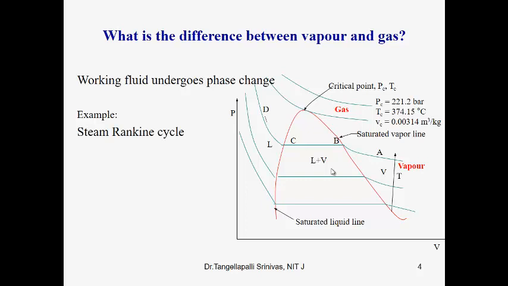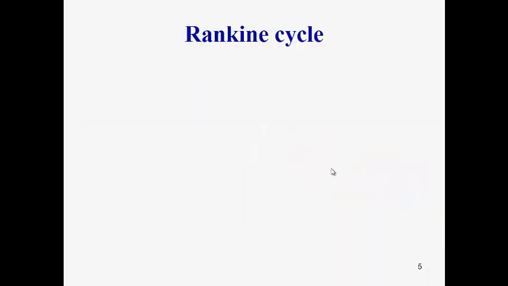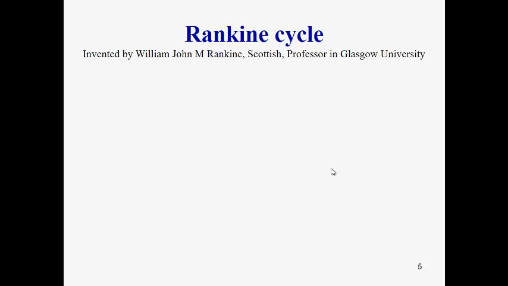An example of this vapor power cycle is the Rankine cycle. The steam Rankine cycle is more popularly used in thermal power plants. In addition to the steam Rankine cycle, the organic Rankine cycle is also used, especially in heat recovery based thermal power plants. So the Rankine cycle is a vapor power cycle. It was invented by William John M. Rankine, the Scottish professor at Glasgow University.